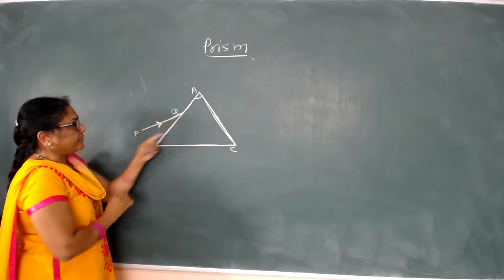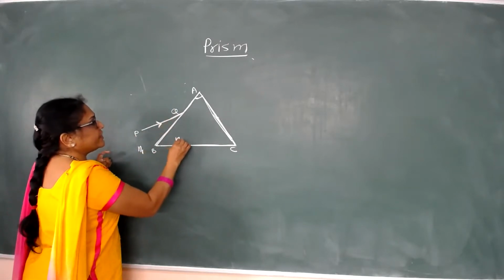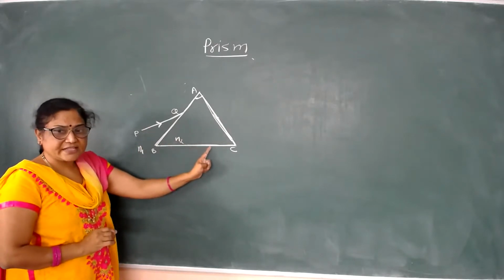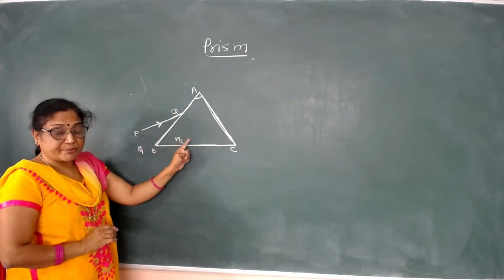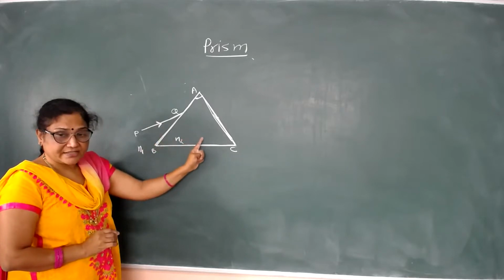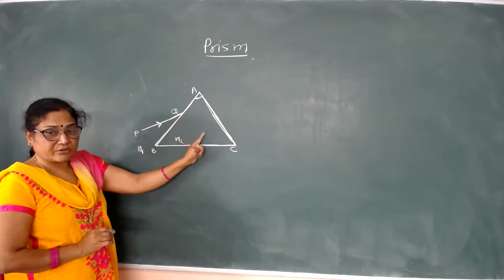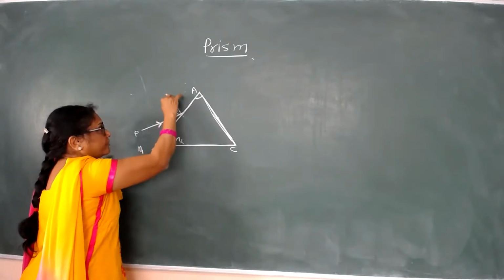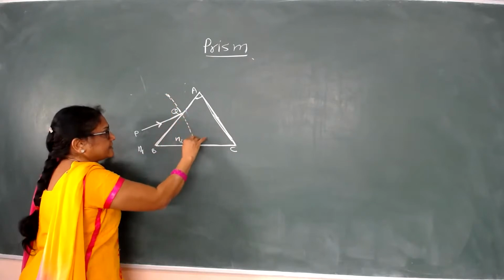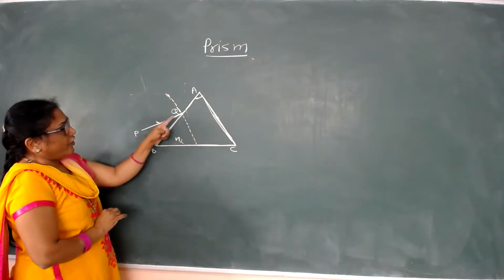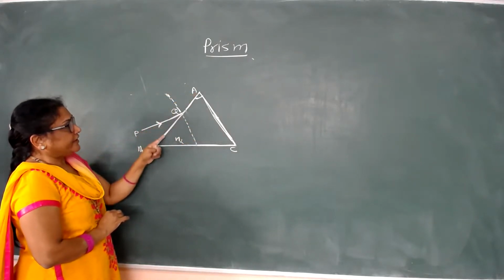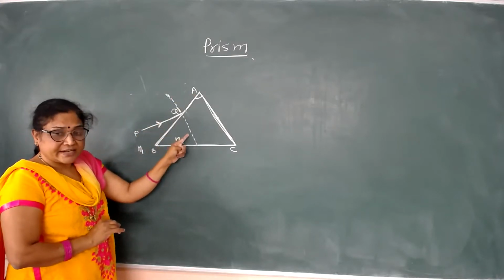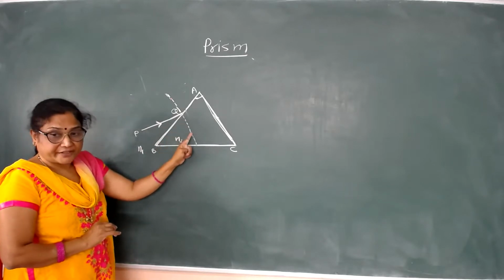This is the air medium, this is the denser medium. So the ray of light is propagated from the rarer medium to the denser medium, and it bends towards the normal. So draw a normal line at the point of incidence. Then this ray of light PQ is refracted at the first surface AB.